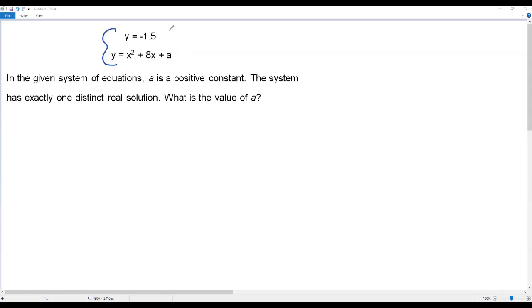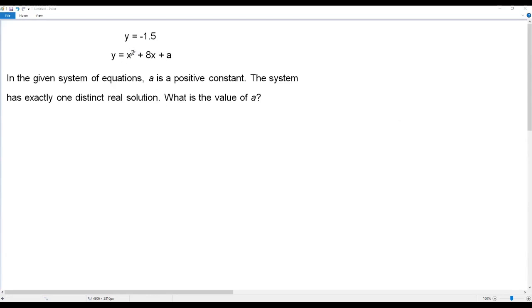Okay, so the given system has only one solution according to the question. That means the graph of the first equation and the graph of the second equation will intersect at only one point, because the system has only one real solution. Usually the graph of the first one is a horizontal line, y equals negative 1.5, and the graph of the second one is a vertically upward parabola. They intersect over here at only one point according to the question. So we have to find the value of A.